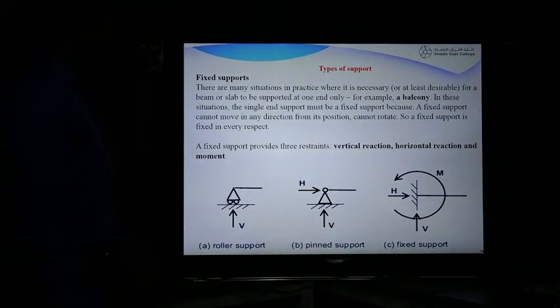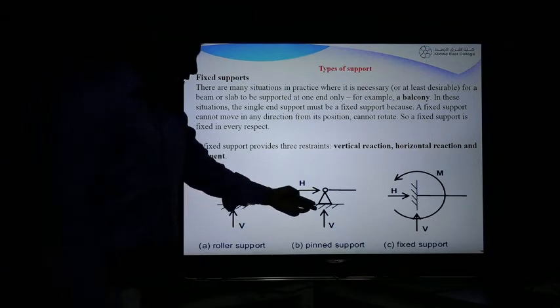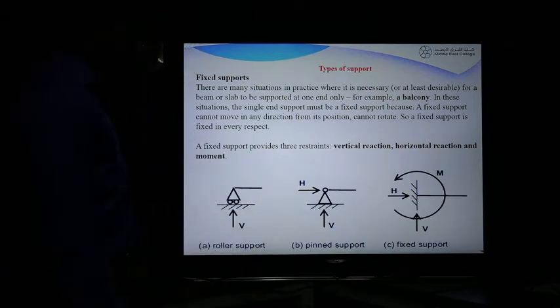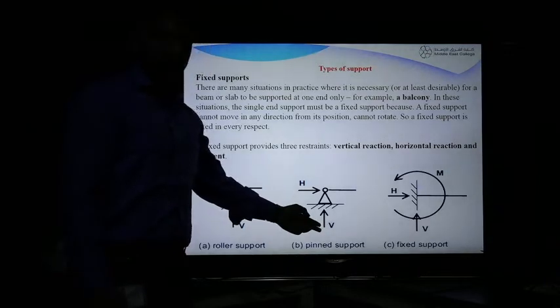Another type of support is the fixed support. A fixed support means the support is fixed. This is a roller support and this is a pinned support. It is restrained in the vertical direction, and it is restrained in the horizontal and vertical directions.